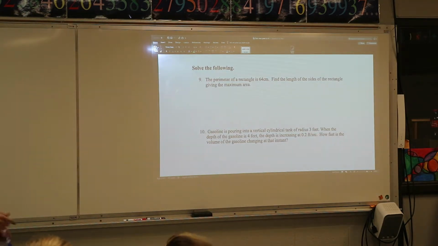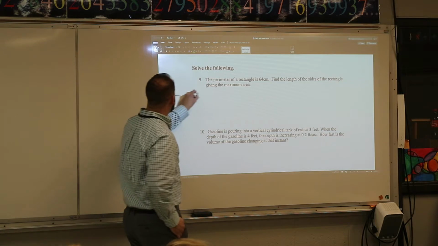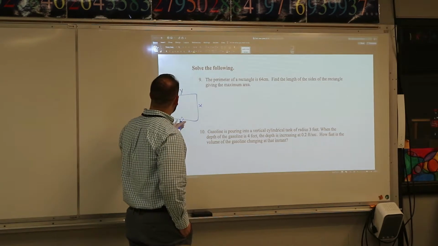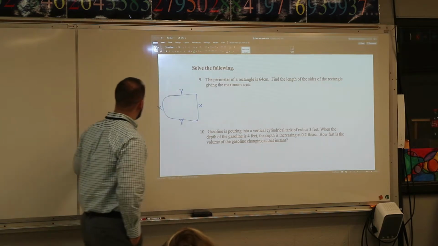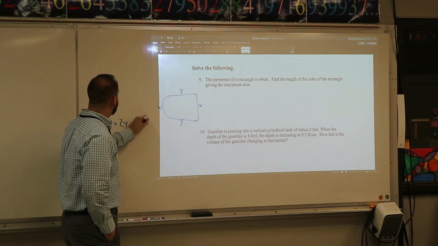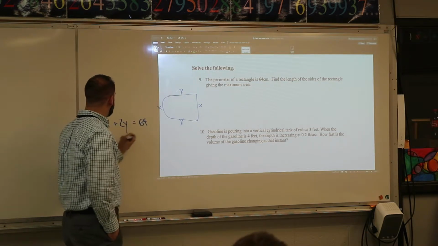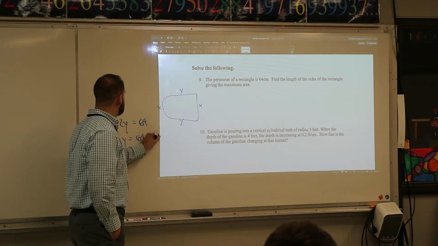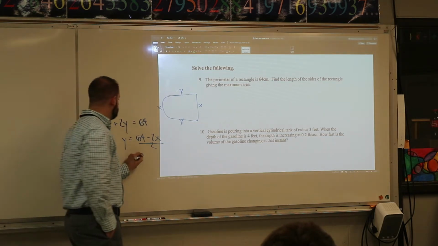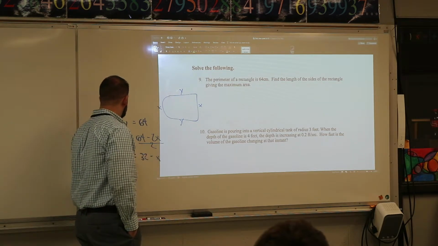Perimeter of the rectangle is 64. So if I have a rectangle with x and x and y and y, and the perimeter is 64, we have to solve for one of the letters, so we'll solve for y. I divide both numbers by 2. Fine, dandy. So there's my y number.